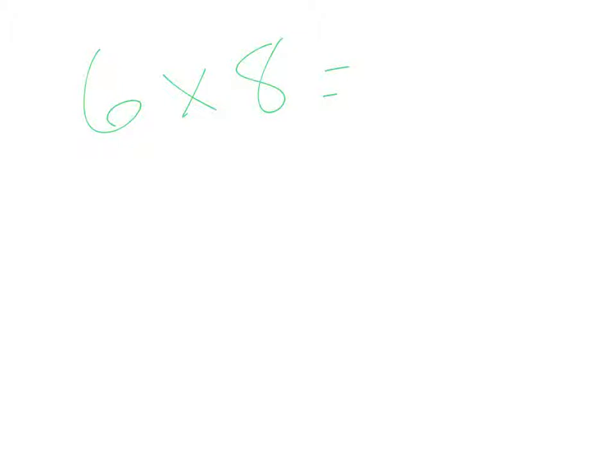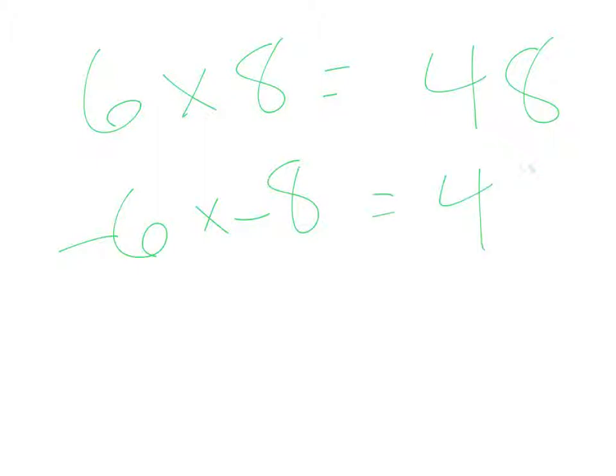6 times 8 is 48. So 6 times 8 will always be 48. But because it's a positive times a positive, we get a positive answer. Whereas if I had negative 6 times negative 8, I would actually get the exact same answer because they're both the same sign. They're both negative, so my answer will also be positive 48. Again, 6 times 8 is always going to be 48.